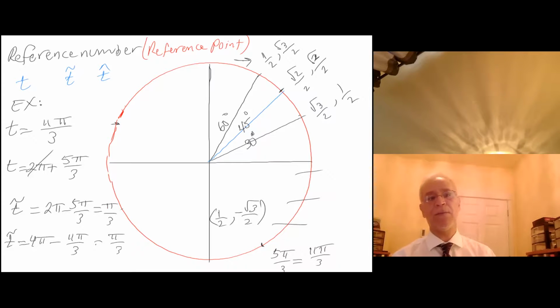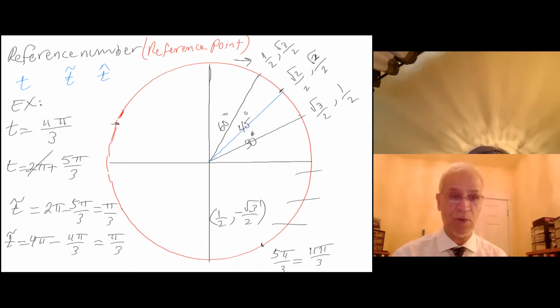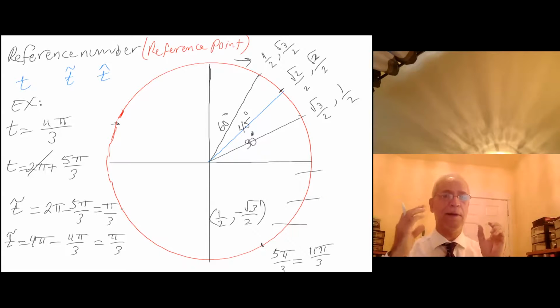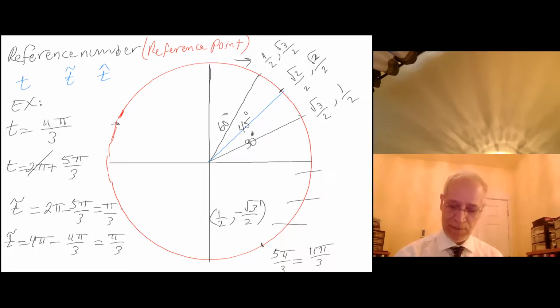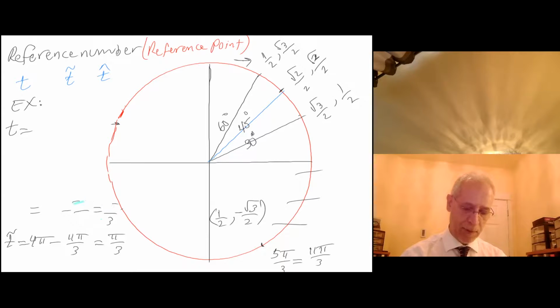It doesn't matter. You're better off drawing a circle and deciding, seeing it right in front of your face. It's so much better than memorizing how to get to the correct answer. I'm going to go ahead and change the value of t again. Let's have it this time as negative 7 pi over 4. Let me just clear this off.